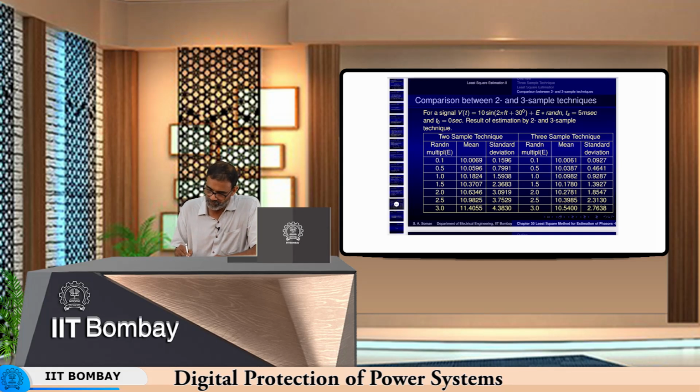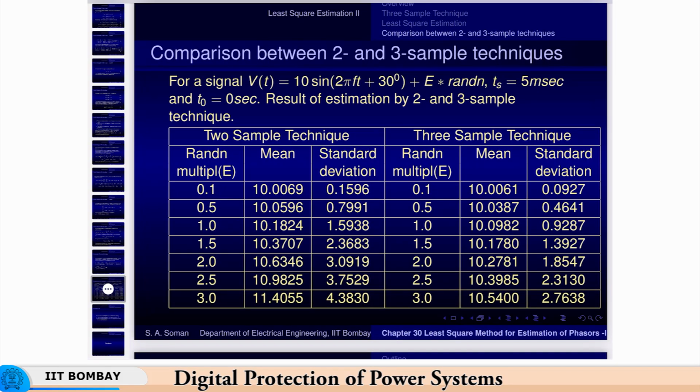Let us see, if we give our same signal here, V of t is equal to 10 sin 2 pi ft plus 30 plus the noise that we have added, E times random, similar to last time. The sampling time is 5 milliseconds. So, we have got 4 samples per cycle, and the first is the 2 sample technique, and on the right hand side of the table are the results from the 3 sample technique. So, if you observe here, the same thing is done with 100 samples, taking the mean and standard deviation, etc.